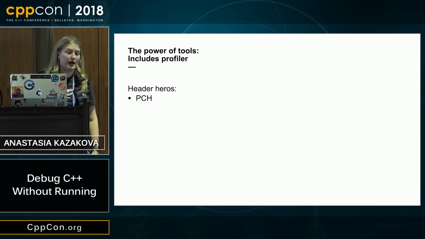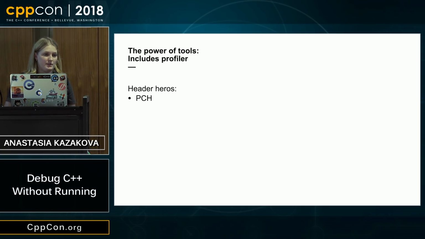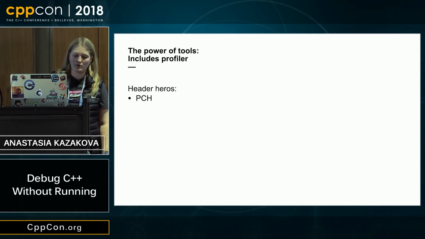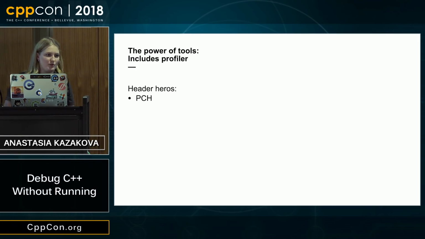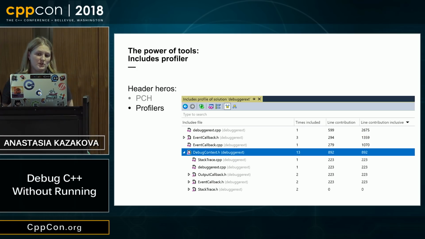So the simplest idea that comes to mind is precompiled headers. You can just precompile something and reduce the compilation time. But maybe the better approach will be to try to find out if we really need that many header files and try to remove the unnecessary files. And there are a couple of options to do that.